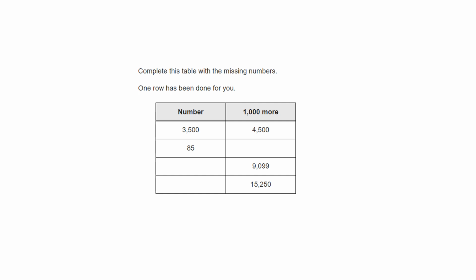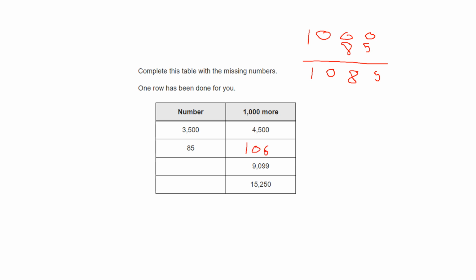Here we've got copy this table with the missing numbers. One row has been done for you. So we've got our original number and 1,000 more. Now luckily they've done the first one for you. This time we've got 85 and I need to do 1,000 more. So of course I'm going to do addition because more makes me think addition. Now I am going to put my 1,000 on top, 85 below, and of course I know that equals 1,085. Easy peasy.